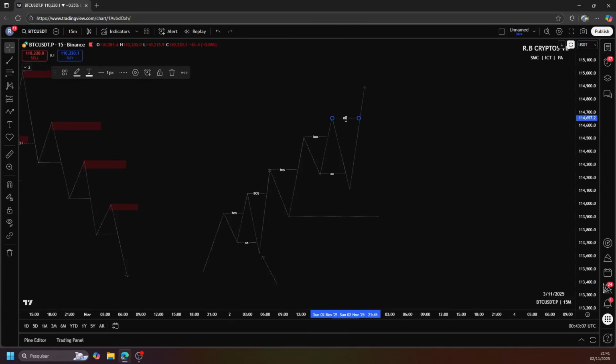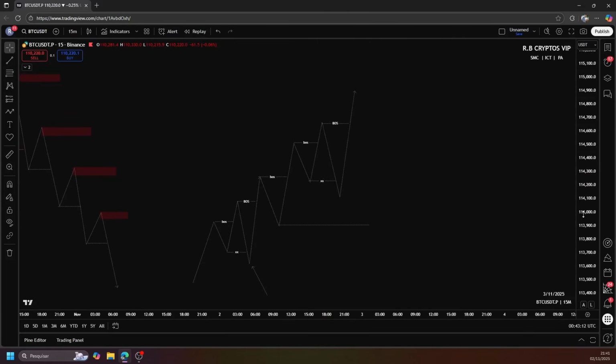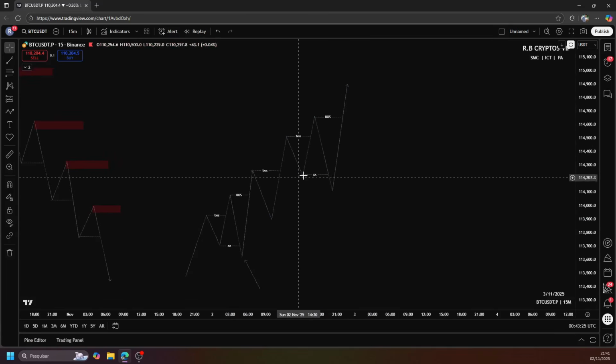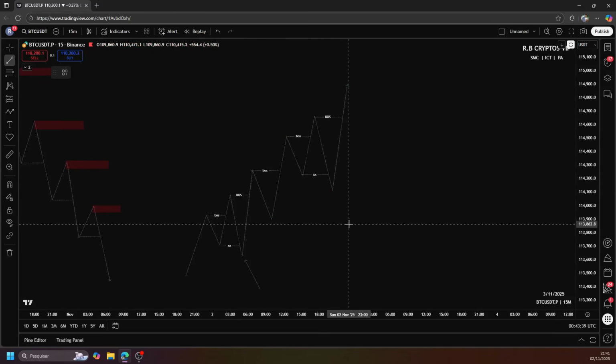And here the range was formed. You must be wondering why in this X where I put X here, it's not a change of character. Exactly because this low is a weak low, it's a liquidity low. So a real change of character, a true change of character, only happens when the price breaks a strong low or a strong high. And a strong low is exactly what I just explained to you.